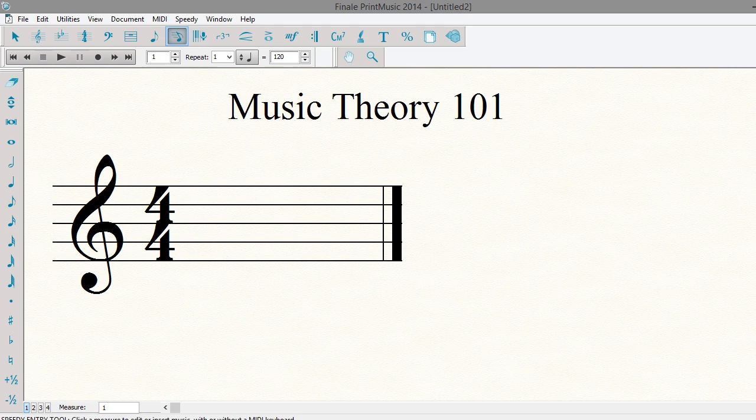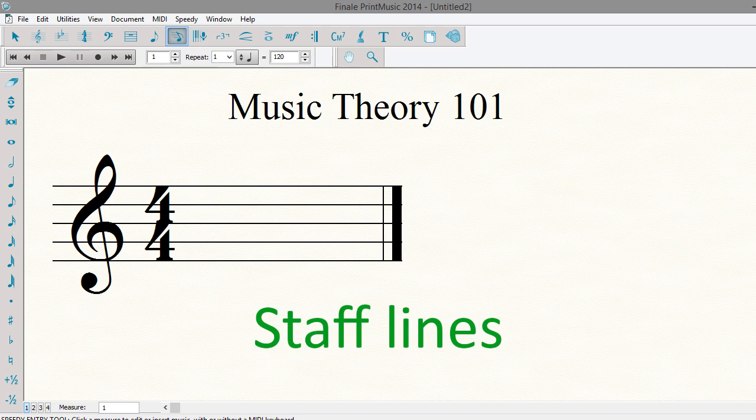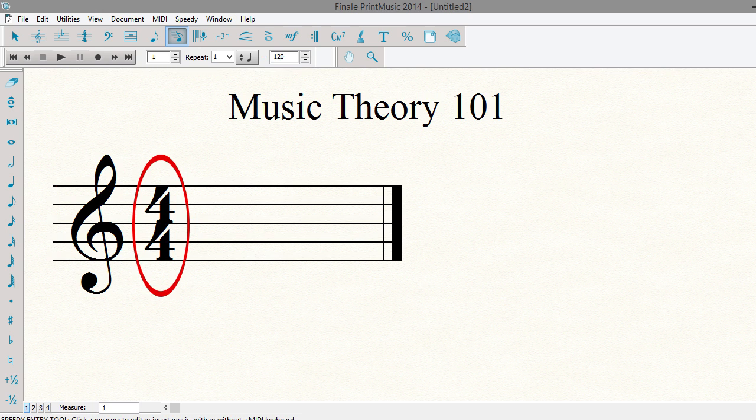In this series we're going to talk about some of the basics of notation, and the first thing we're going to look at is staff lines. Now when you are presented with a staff, there are three things that are always there: the clef, the meter, and the 5 horizontal staff lines, which we are going to look at today.